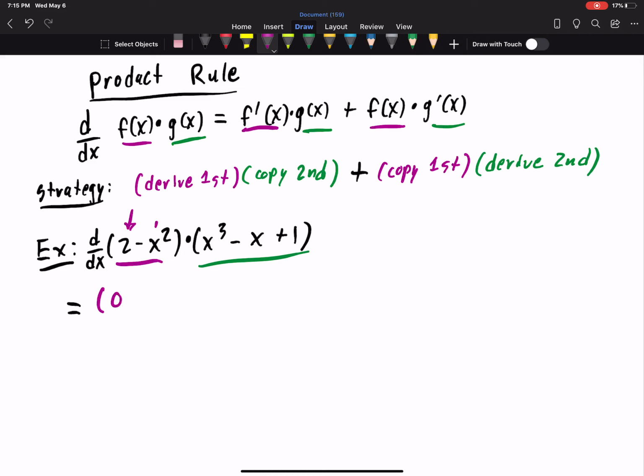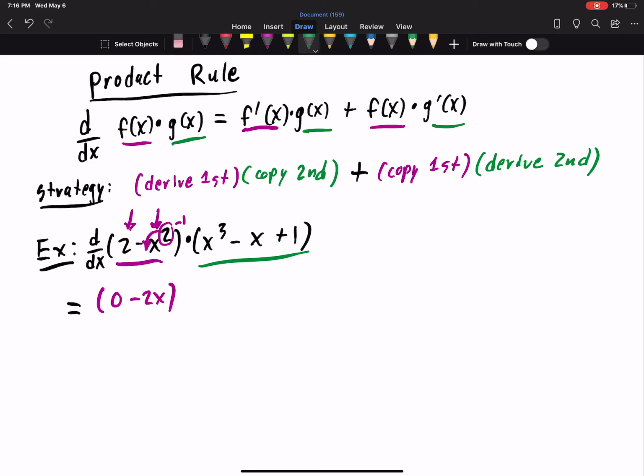Then we have to derive this second term, this minus x squared. So what we're going to do is use the power rule, take your 2, bring it down in front, and then subtract 1 from the exponent, multiplying by whatever's out in front. All right, so we have minus 2x to the first, or if you like, just minus 2x. All right, close that off.